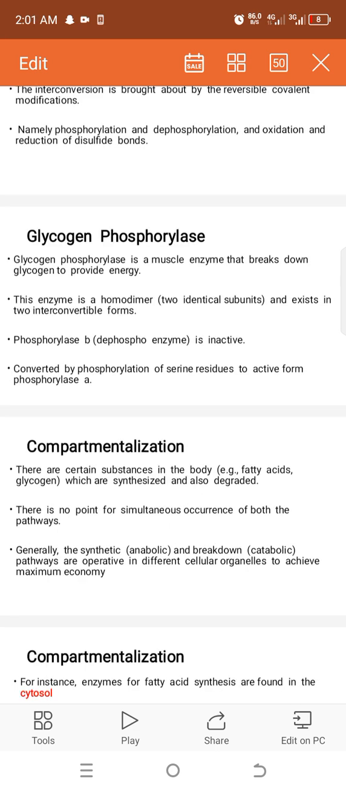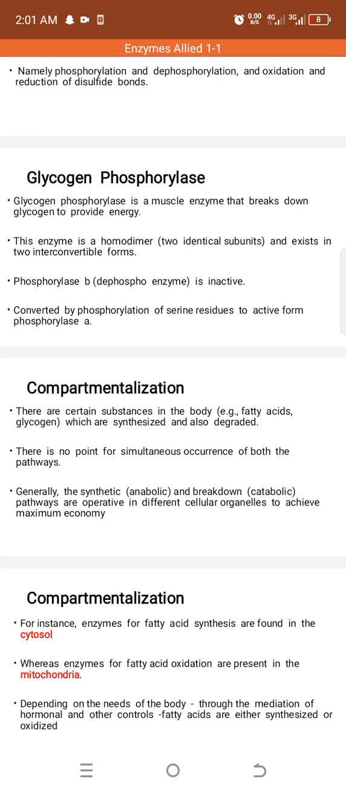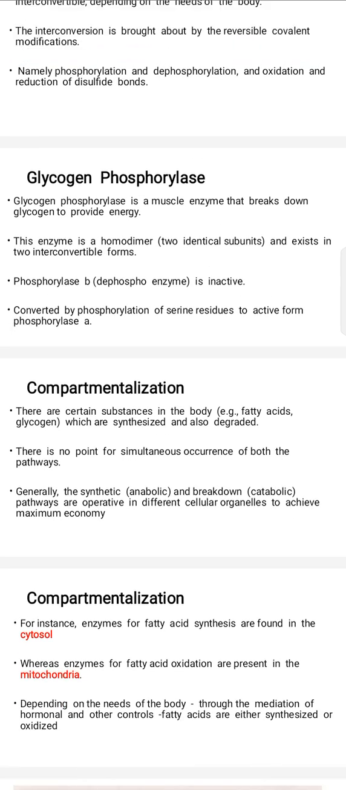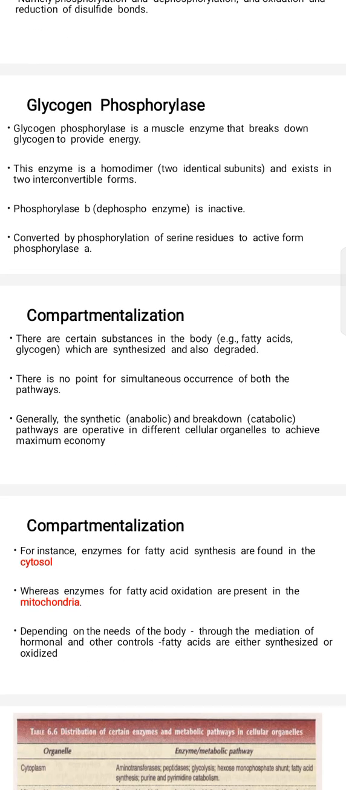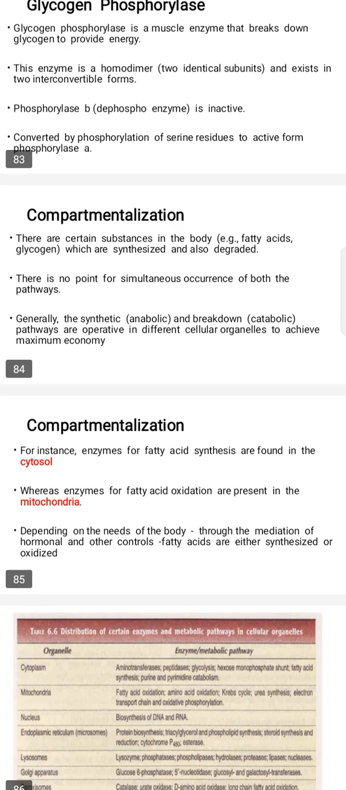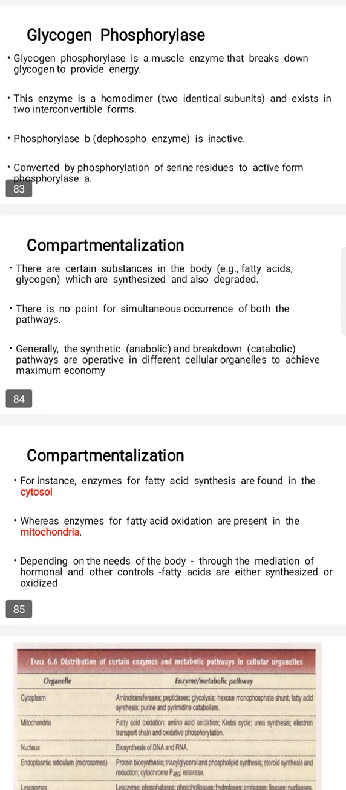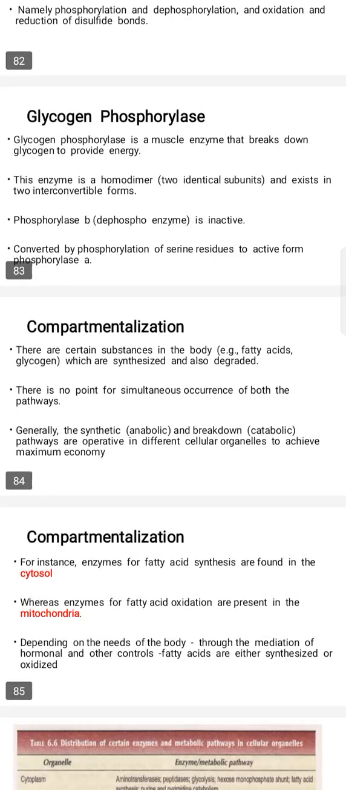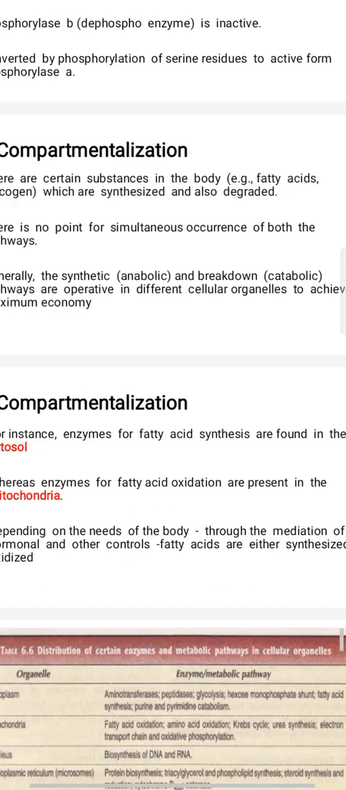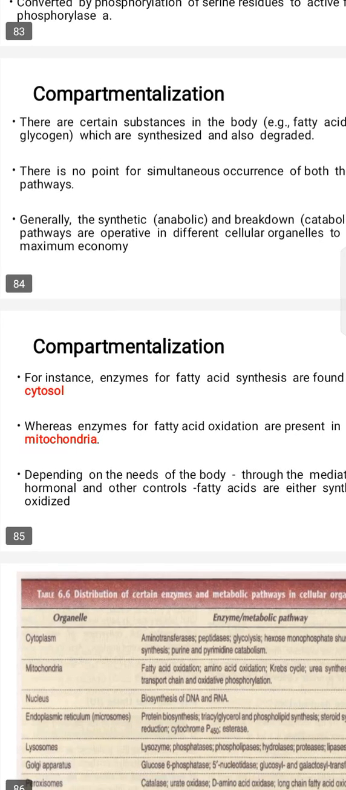So the next one is glycogen phosphorylase. Glycogen phosphorylase is just an enzyme which breaks down glycogen to provide energy. This enzyme is normally found in the muscle. So it will break down glycogen in the muscle for us to produce energy. You can read more on that. Normally it doesn't come in the exam, but if you need any extra info about that, you can just search for it.